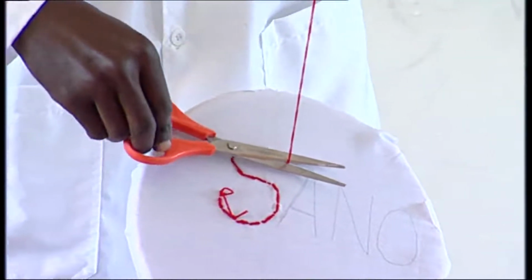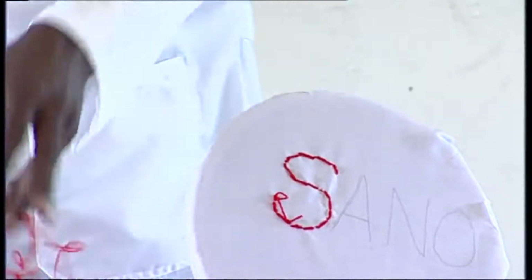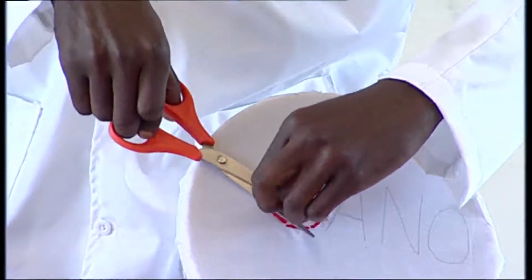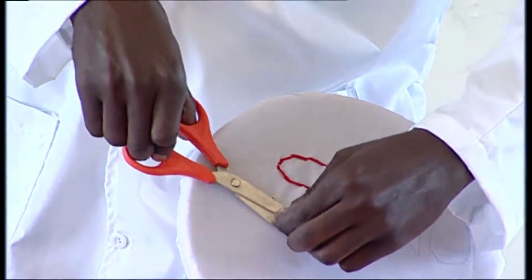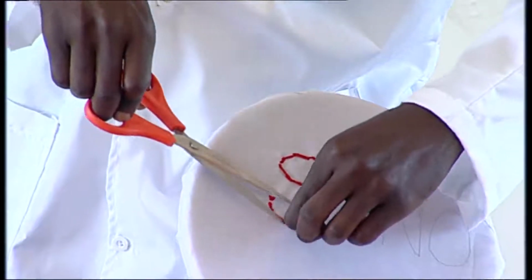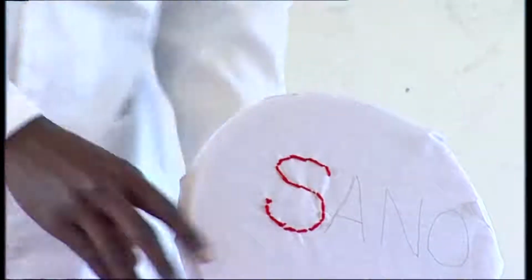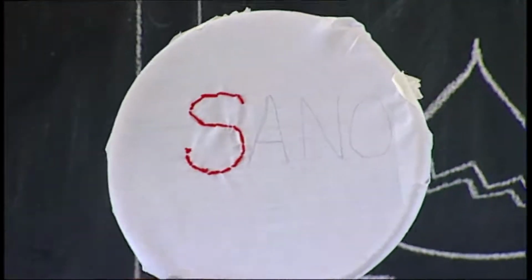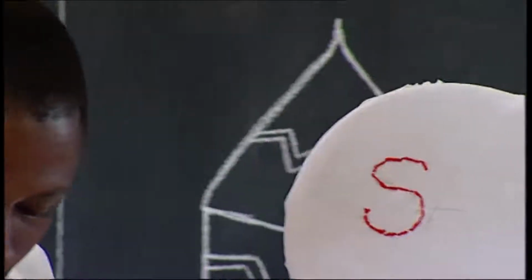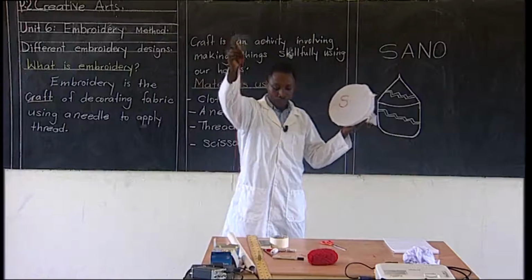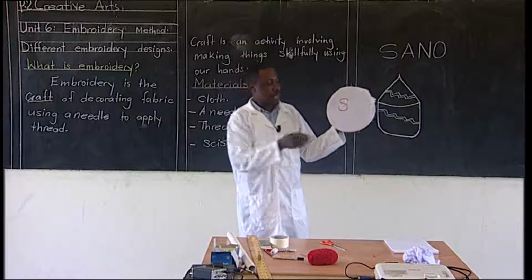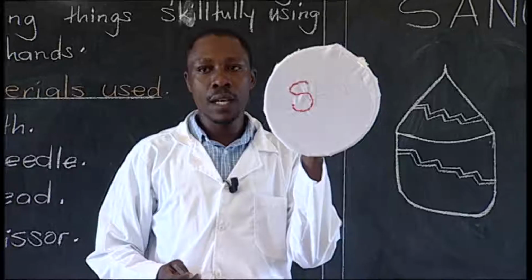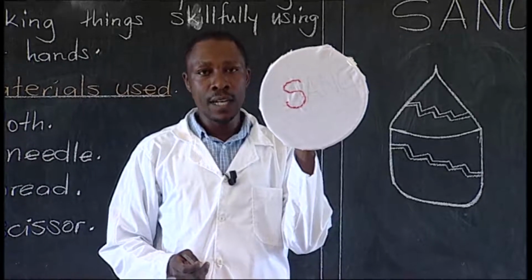Then get your scissors and cut so that you have finished one letter. You have finished the first letter. I'm removing what I don't want. This is letter S. Have you seen letter S? I have used the needle and the thread.